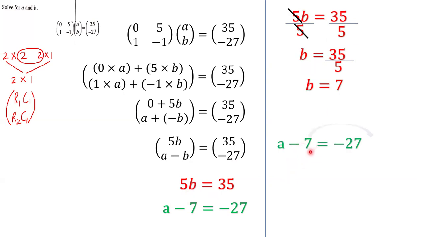Next, we have to figure out what A is. We're going to send a -7 over the equal sign. It was a -7. When we send it over, it becomes a +7. And so we have that A is equal to -27 plus 7. And -27 plus 7 is simply -20. So we have that A is equal to -20, B is equal to 7, and that's the answer to this question.